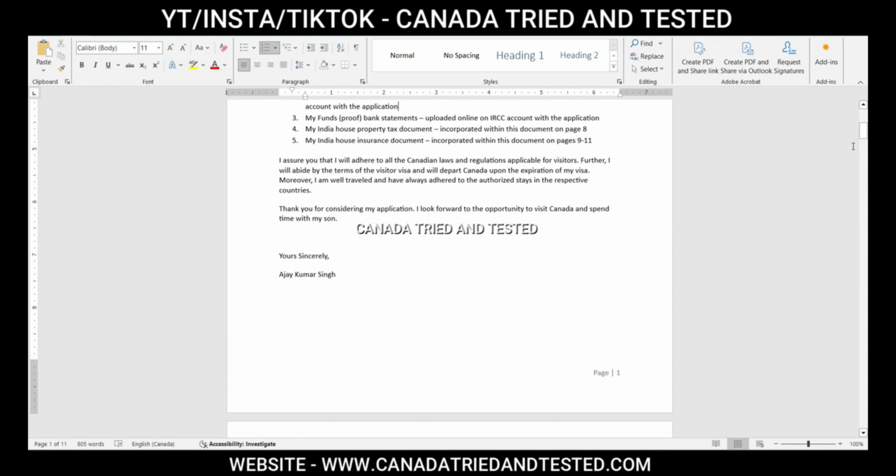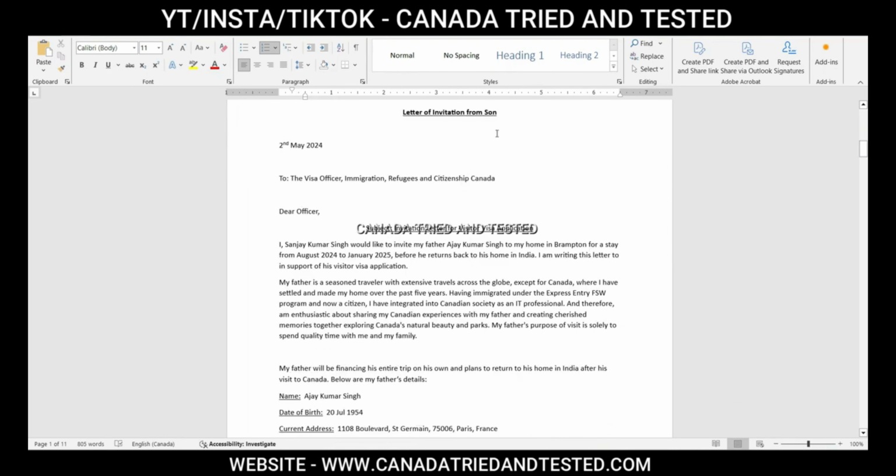So once this is done, let's come down to page 2, and this is the letter of invitation from the son, dated, and addressed to the Visa Officer, Immigration, Refugees and Citizenship Canada.